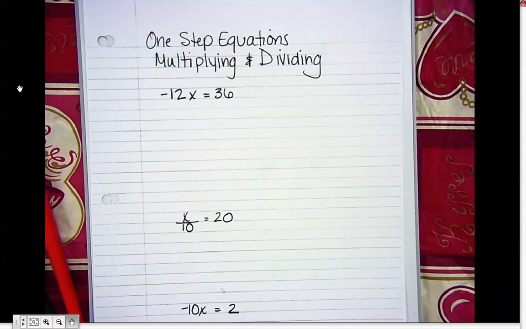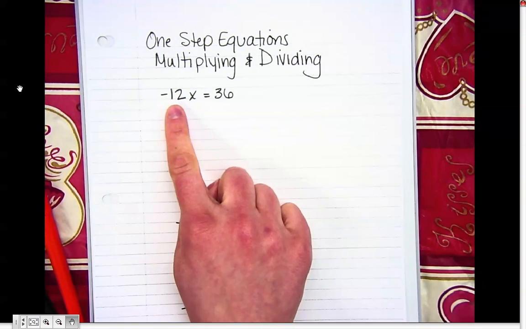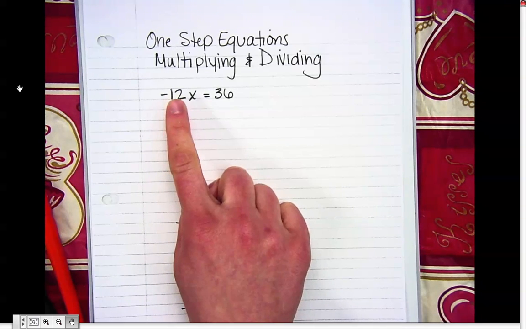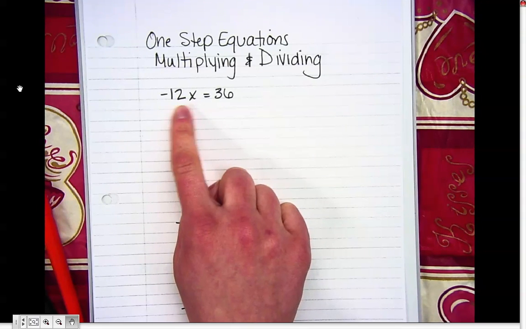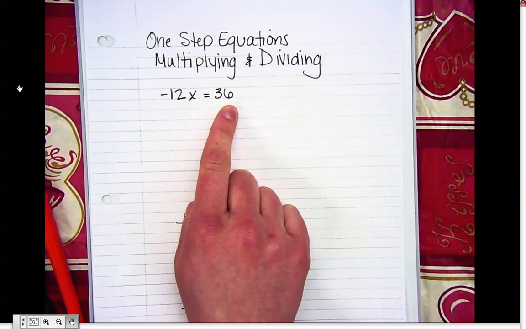Hi, and welcome to One-Step Equations, and we are looking at multiplying and dividing today. So, quick reminder: a number in front of a variable is called a coefficient. When we have a number and a variable next to each other, what operation is going on? Well, it means that they are being multiplied. Whatever x is, it's being multiplied by -12 to get 36.